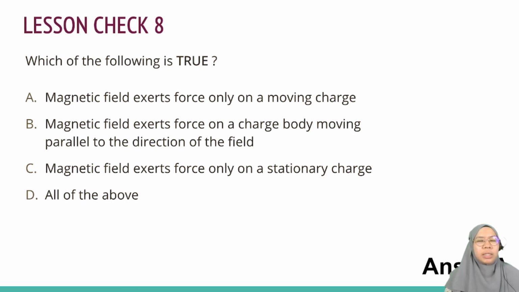The condition for a charge to experience magnetic force is that it is moving with a velocity, and it should be at an angle to the field. Because of the cross product, F equals qvB sine theta. The maximum magnetic force is when the angle is 90 degrees. If B and V are parallel, the angle is 0 degrees. Sine 0 equals 0.